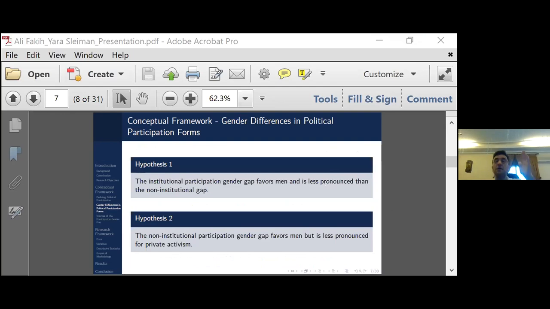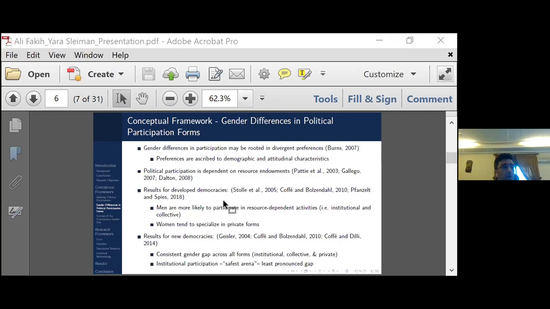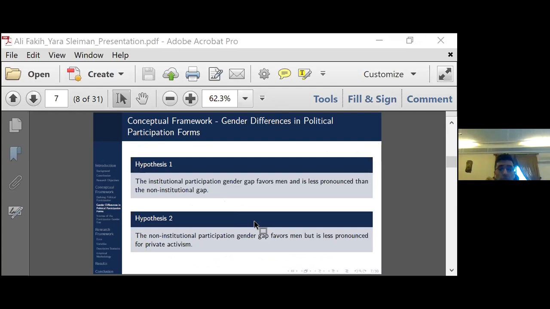So in this paper, we formulate four hypotheses as a result of the previous slide. Hypothesis number one: the institutional participation gender gap favors men and is less pronounced than the non-institutional gap. And second hypothesis, for the non-institutional participation, the second form of political participation, the gender gap favors men, but is less pronounced for private activism than collective activism.